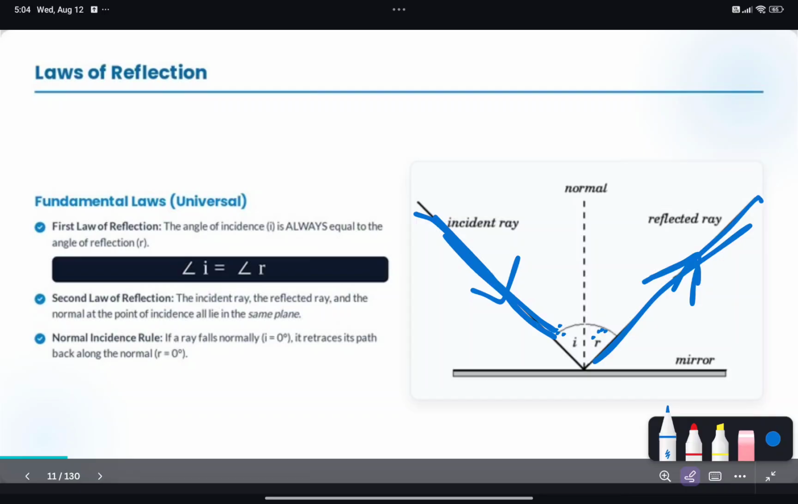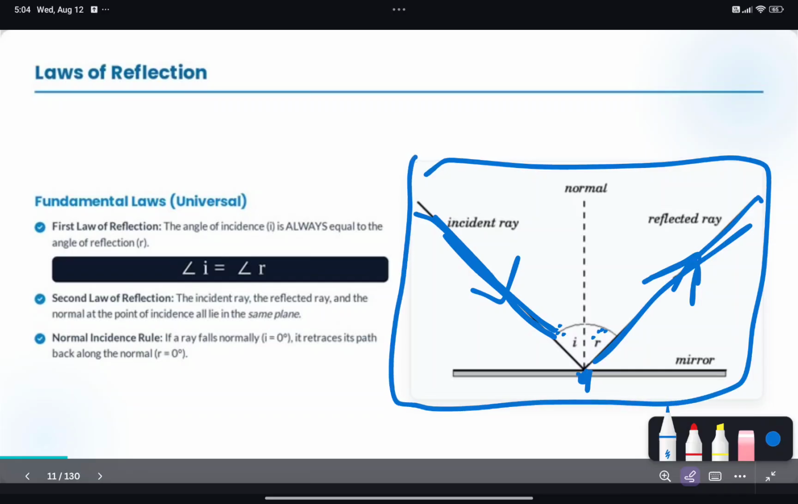The normal at the point of incidence. This is the point of incidence. All lie in the same plane. These are the parts in the second law. What are the parts? Incident ray, one of them, and reflected ray, the second one, and the normal. This is the point of incidence.